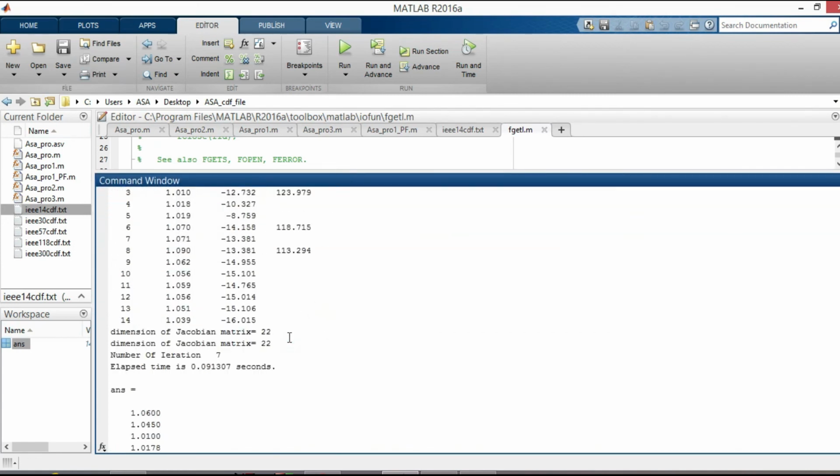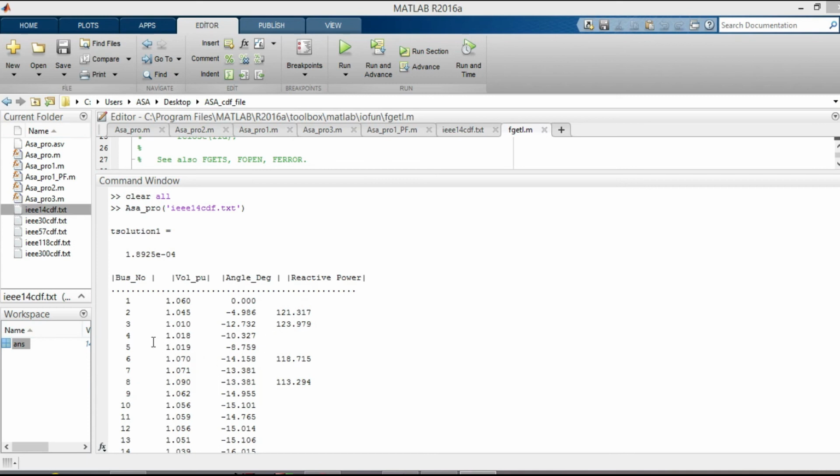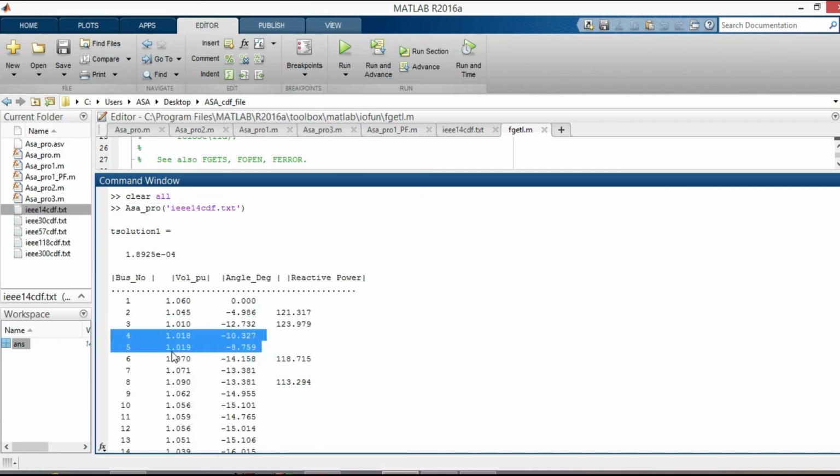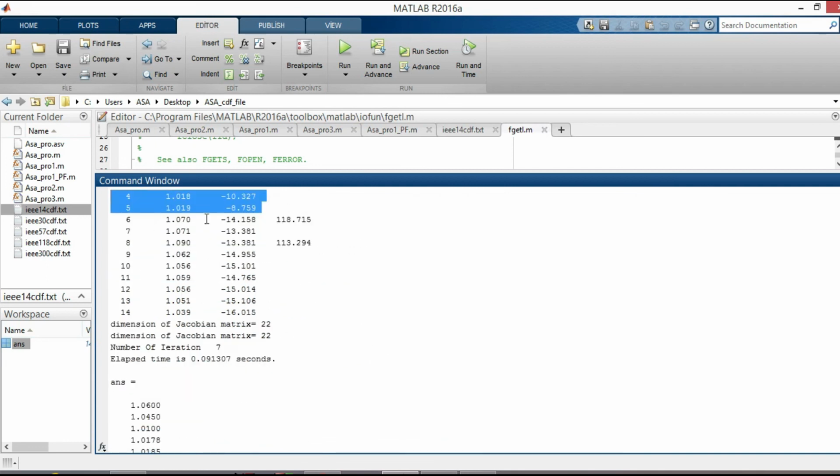Here in the command window, you can notice the updated values of the voltage magnitude and angles. The first bus was a slack bus, where the voltage magnitude is 1.06 and the angle is 0. The second and third buses were PV buses, so we also need to calculate the reactive power for them. The fourth and fifth buses were PQ buses. As you can see, the updated values of voltage magnitude and angles. Similarly for all the buses.